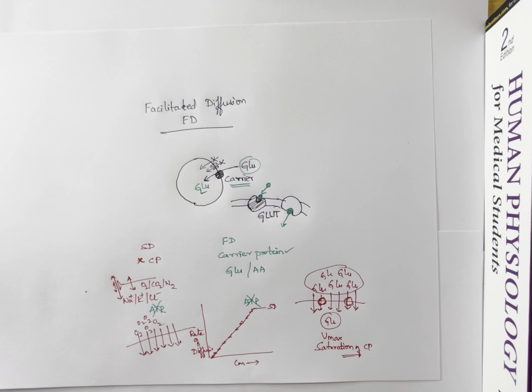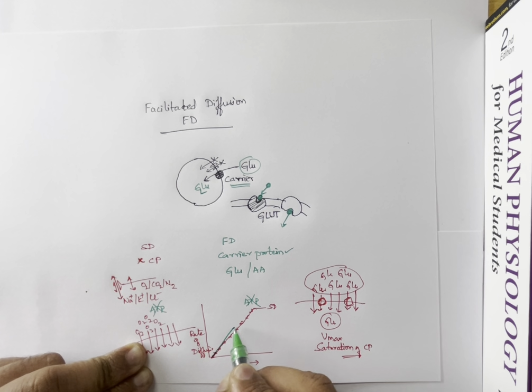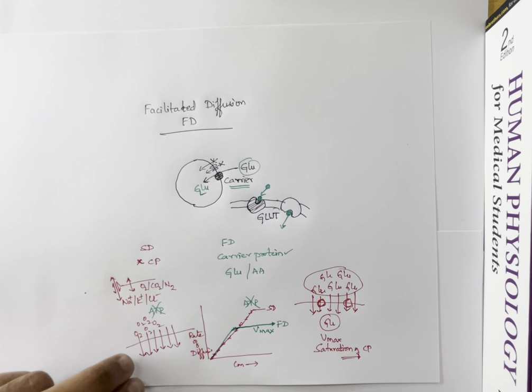So because of the saturation of carrier proteins, there is a Vmax and a plateau phase in the rate of diffusion. How can you plot this graph for carrier protein mediated facilitated diffusion? With the concentration gradient, initially the rate of diffusion increases, and at a particular point, with more and more concentration gradient, the maximum rate is achieved, and this becomes a plateau. This is Vmax, the maximum limit reached. That is the saturation, the property of facilitated diffusion.